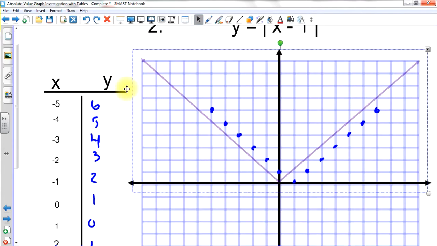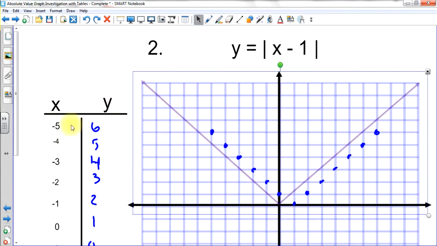But if you think about the number pattern, we're putting in a -5, and then we're going to take 1 away from it. So really, we're putting in a -6 into the absolute value, which gives us out a 6. Take -4, subtract 1 from it, gives us -5. The absolute value of -5 is 5.